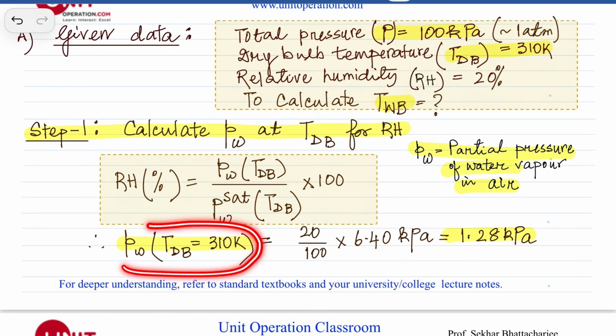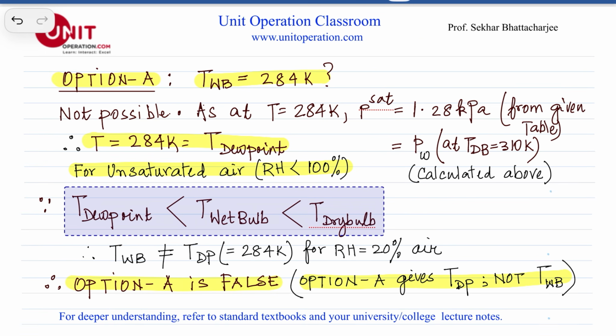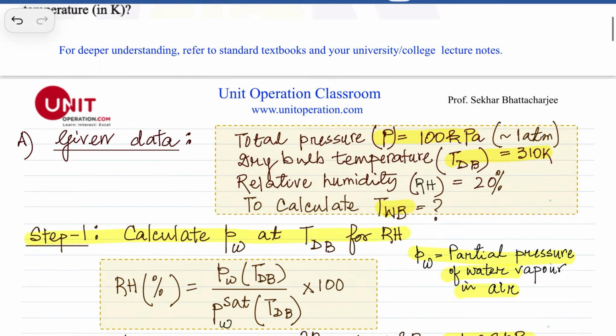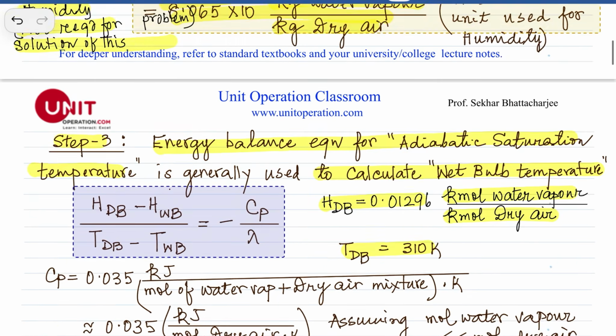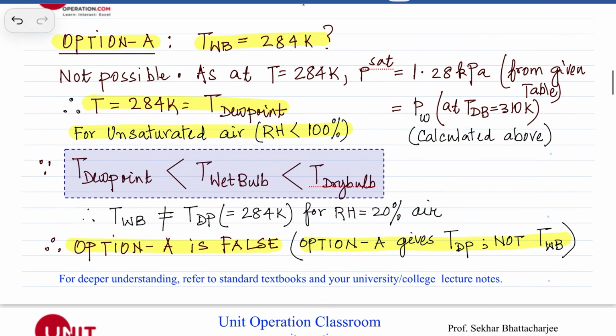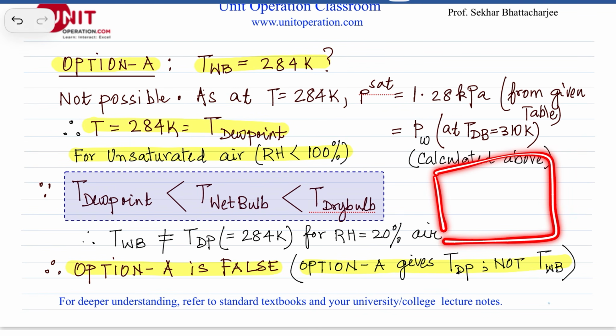Partial pressure of water vapor at this 310 Kelvin dry bulb temperature is 1.28 kilopascals. Now, if we look in the given table, here we see that at 284 K, the saturation pressure is 1.28 kilopascals. So what it means is, this is the air which has a partial pressure of water at 1.28 kilopascals, and this dry bulb temperature is 310 Kelvin.